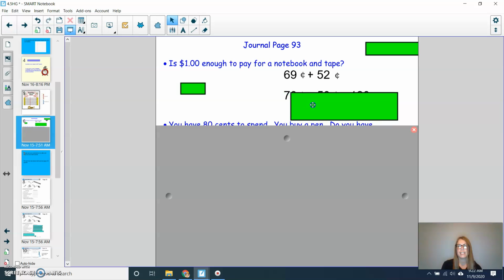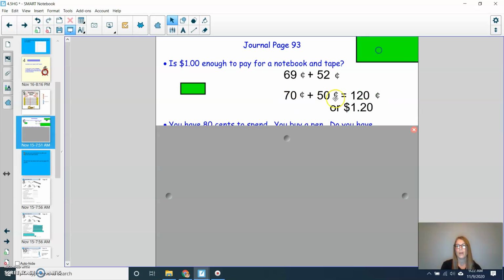So I know that 69 is close to 70. I would round that up to 70. 52 would stay at 50. So now I need to add 70 plus 50, which I know is 120 or $1.20. So if I only have $1 and this is rounding to $1.20, is that enough? No, that would not be enough money. Let's try a couple more together.